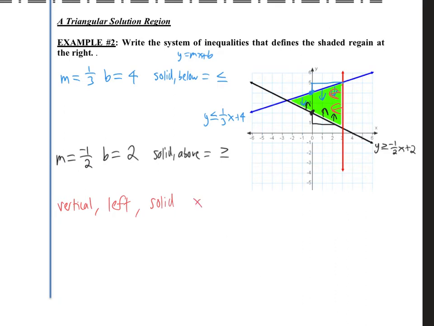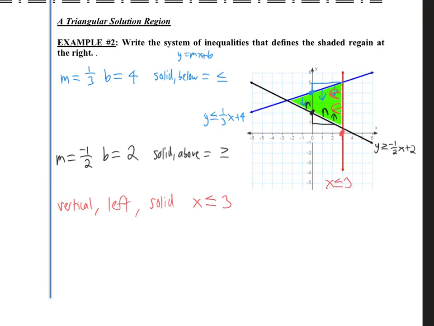It's going to be x equals, but then what kind of inequality do we have if it's solid and shaded to the left? Well, it's going to be less than, because it's shaded to the left, and equal to because it's solid. And then we're starting where it crosses, it looks like it crosses at 3, so it's going to be x is less than or equal to 3.